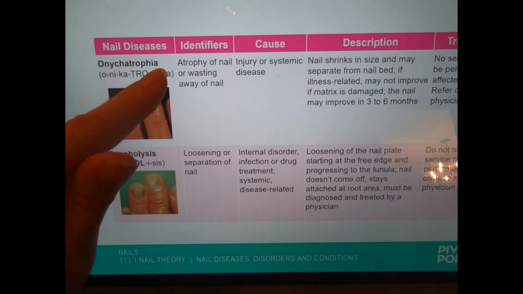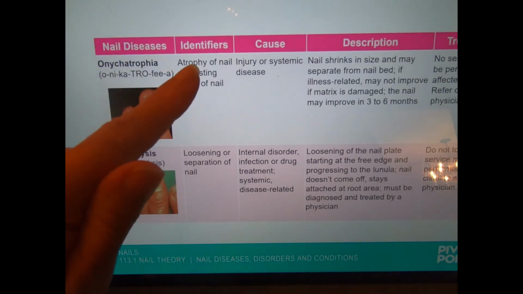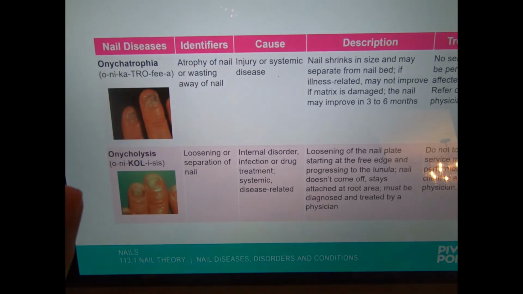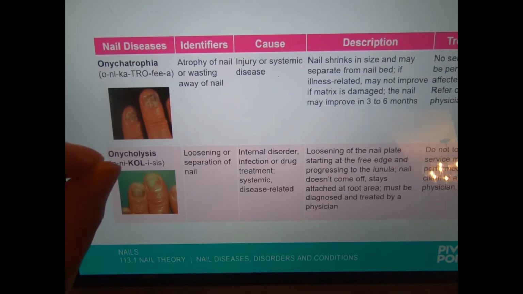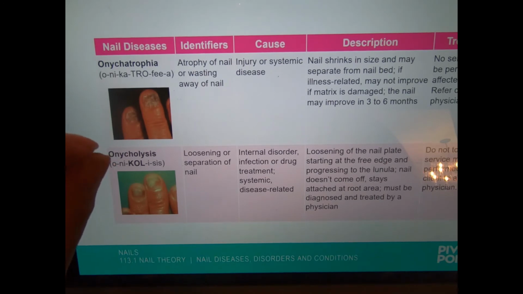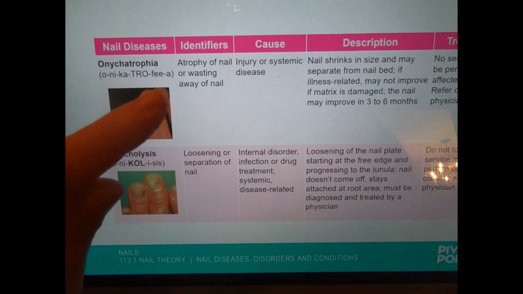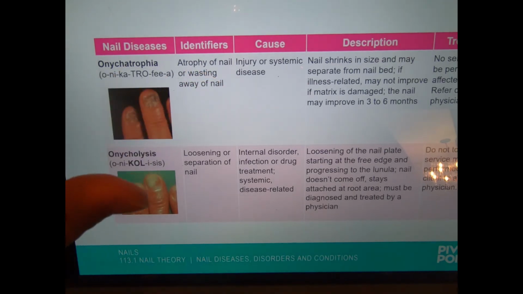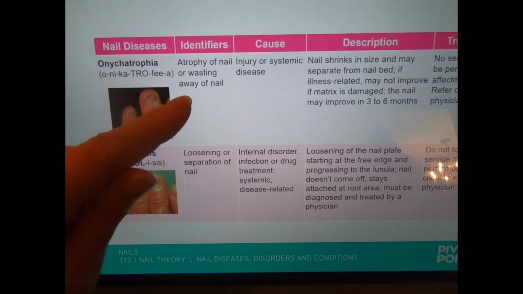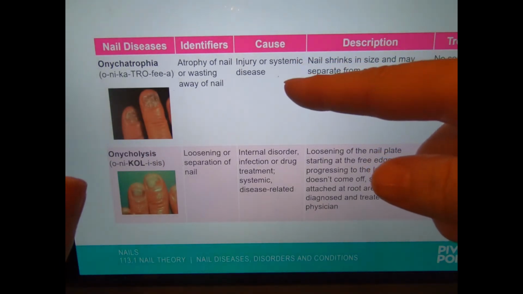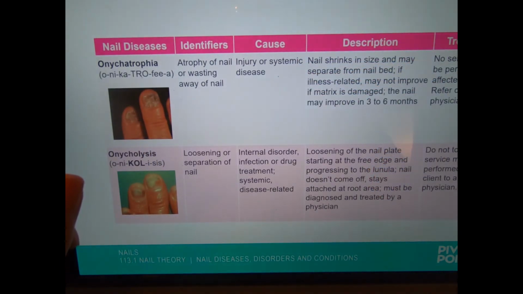Okay, onychotrophia. The word atrophy is just a general word that means something gets smaller and smaller and smaller. If you don't use your muscles, something happens and you end up in a wheelchair. And you've seen people whose legs get smaller and smaller. It's because their legs are atrophying. So it's wasting away. It's getting smaller. So, wasting away of the nail. It's from injury or disease. No service may be performed.